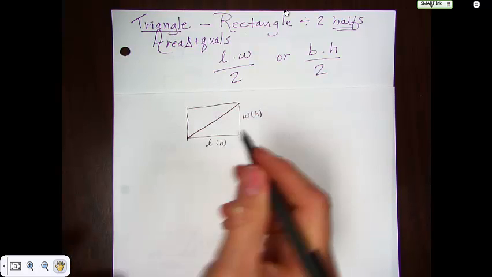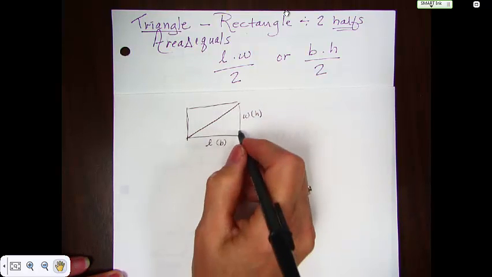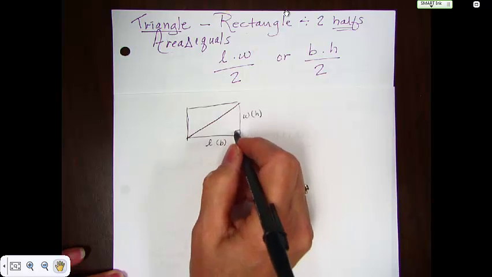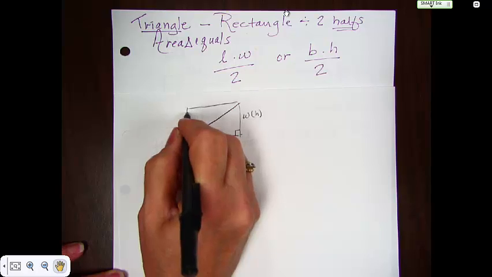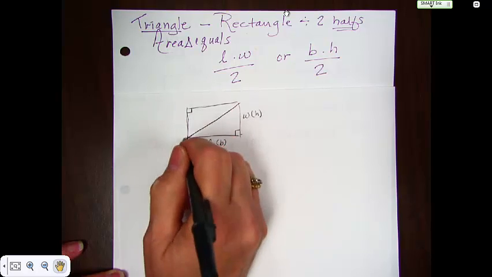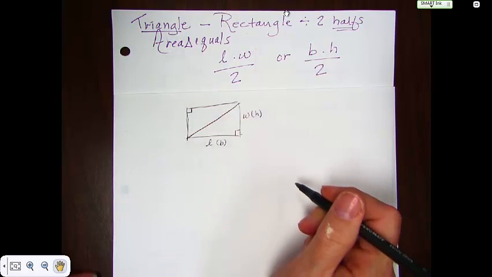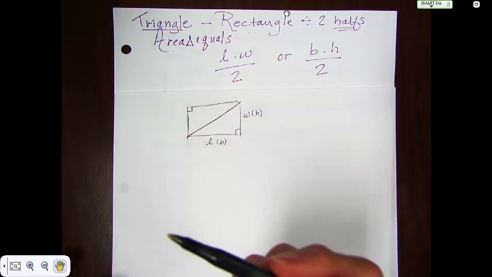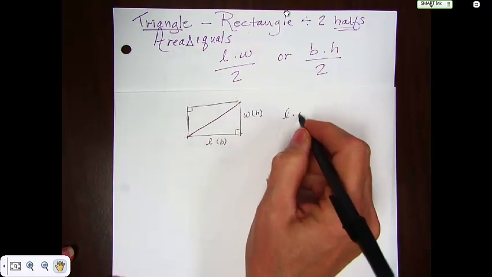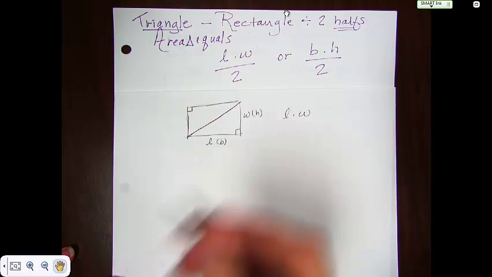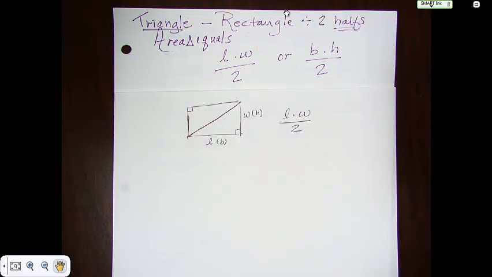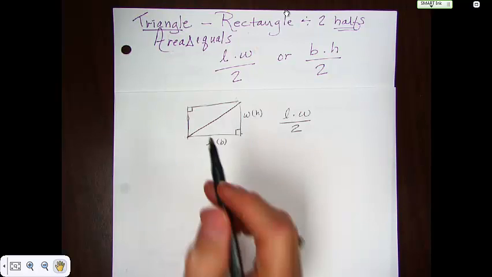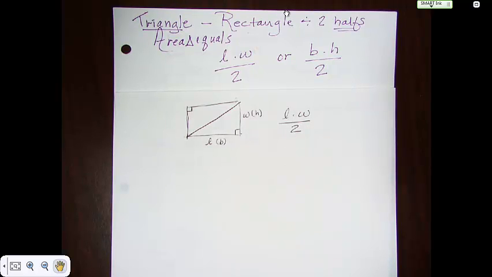Well, if we look at this, if we were able to cut it apart, here's our 90-degree angle, here's our height, here's our base. Here's our other 90-degree angle, here's our height, here's our base. We have two triangles. If I found the area of this rectangle, it would be length times width. Now, if I divide that by 2, I've just found the area of each of the triangles that make up that rectangle. Kind of a cool thing.